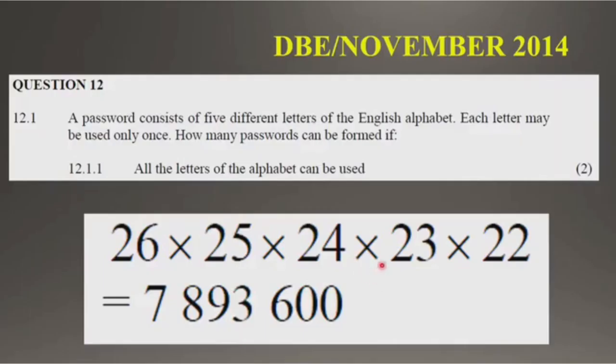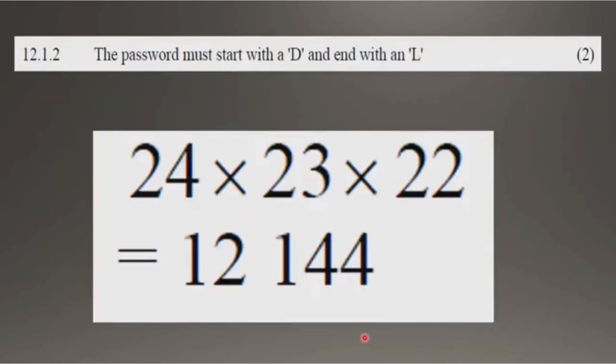When I multiply that, as you can see on the monitor, 26 multiplied by 25, multiplied by 24, multiplied by 23, multiplied by 22 will give me 7,893,600 different ways. Moving on, the password must start with a D and end with an L.